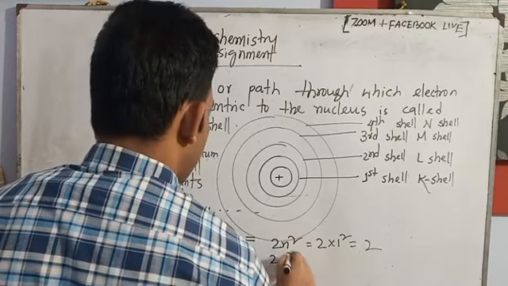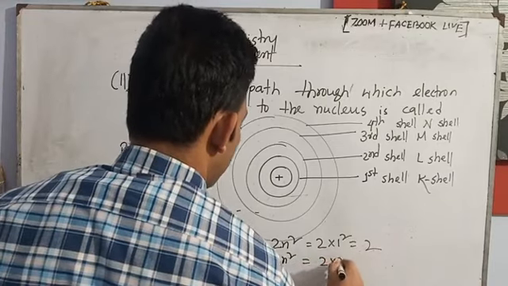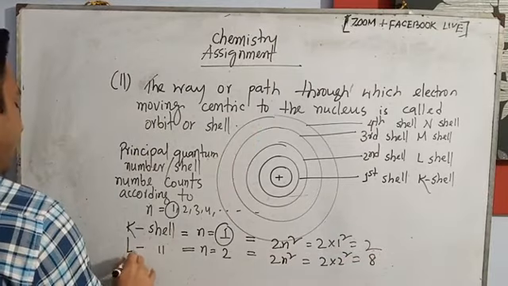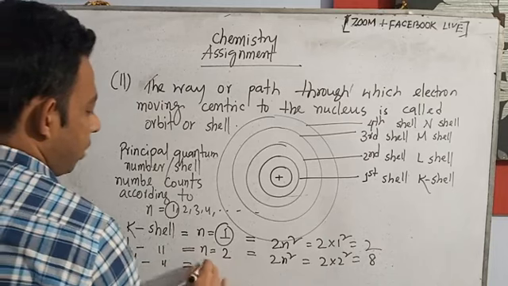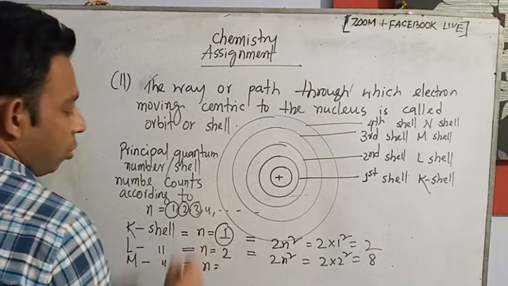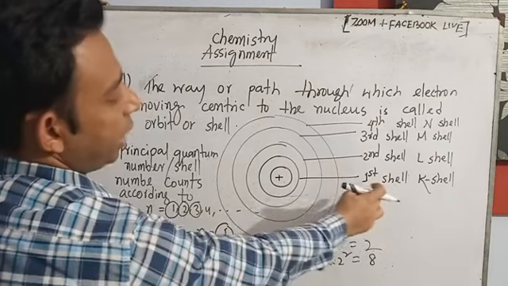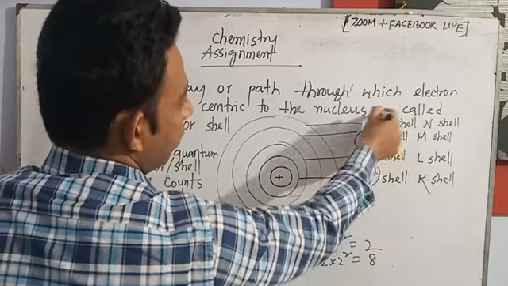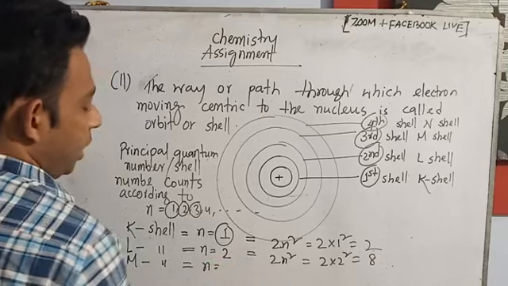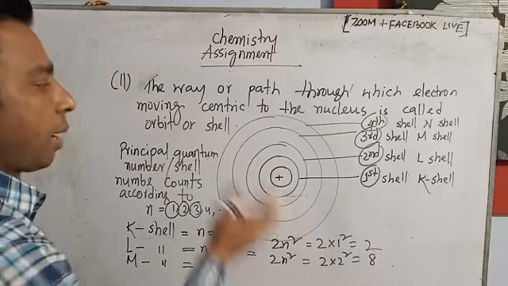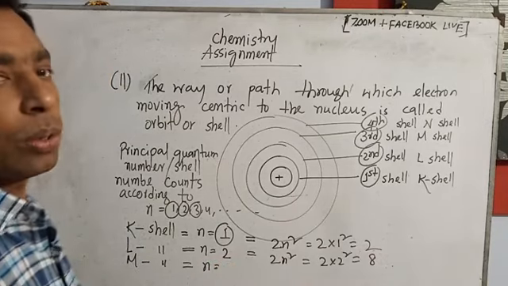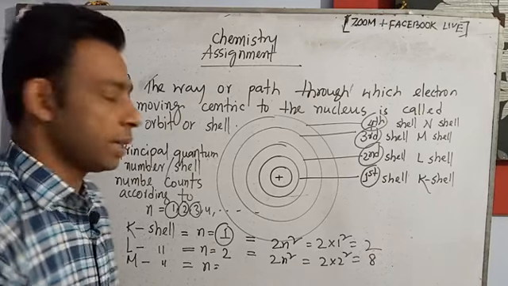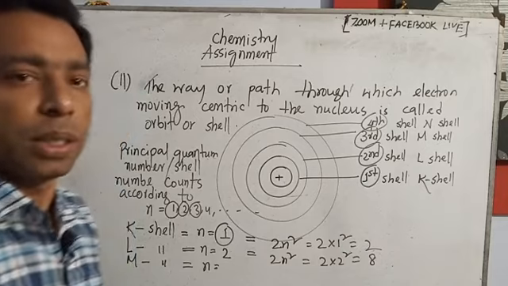So the number of electrons we can place there is 2 into 2 squared, that means 8. Now the M shell: according to the M shell, the value of n equals 3, because I told you K shell is n equal to 1, first means n equal to 1, second means n equal to 2, third means n equal to 3, fourth means n equal to 4. This way for the shell number, we will go through the subshells also, and we can explain that they are the subshells of that individual shell.